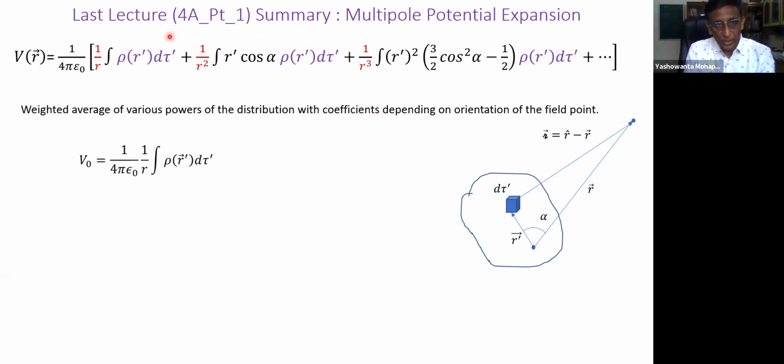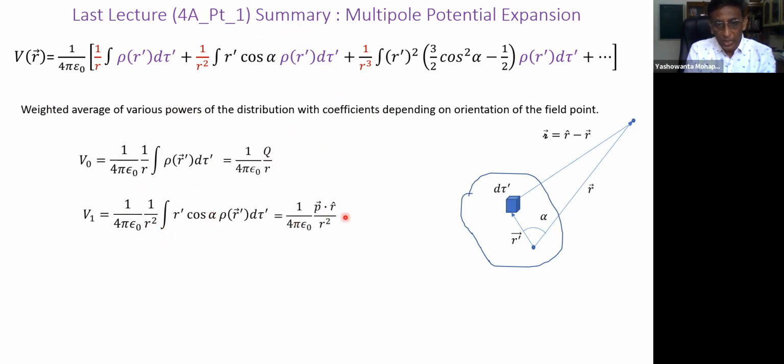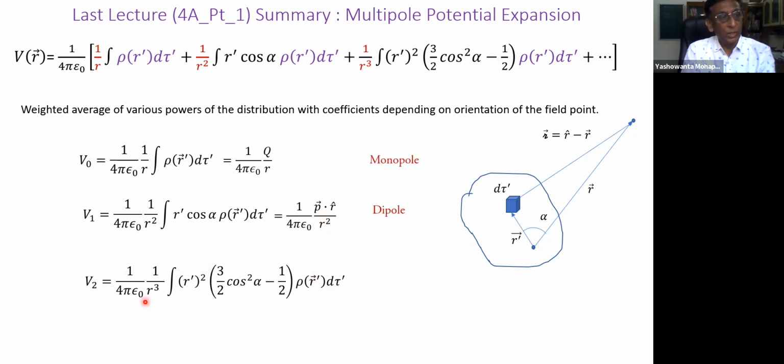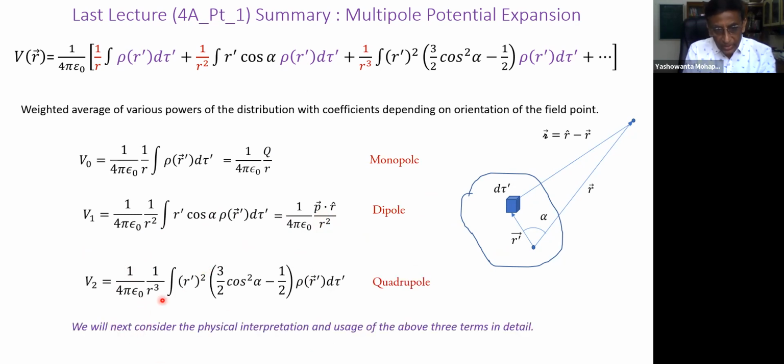The monopole term I've rewritten here, and we could express it as monopole Q by r. This is the dipole term, and we also saw that we could write it simply as p dot r hat, where p was defined as the dipole moment. We'll talk about the quadrupole moment in the next video: monopole, dipole, and this is the quadrupole moment. So this lecture will consider the physical interpretation and uses of the dipole term.